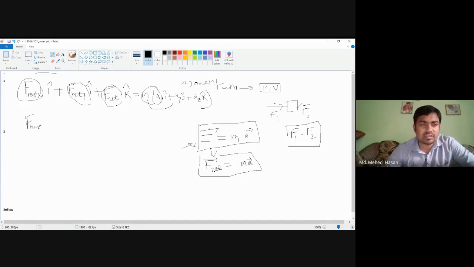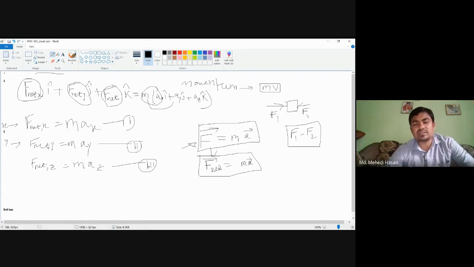Net force along the x-axis is equal to m a_x, which is the component along the x-axis of equation number 1. Again along the y-axis, the component will be: net force along the y-axis is equal to m a_y, equation number 2. And net force along the z-axis is equal to m a_z, equation number 3. Here we will discuss mostly the two-dimensional equation.